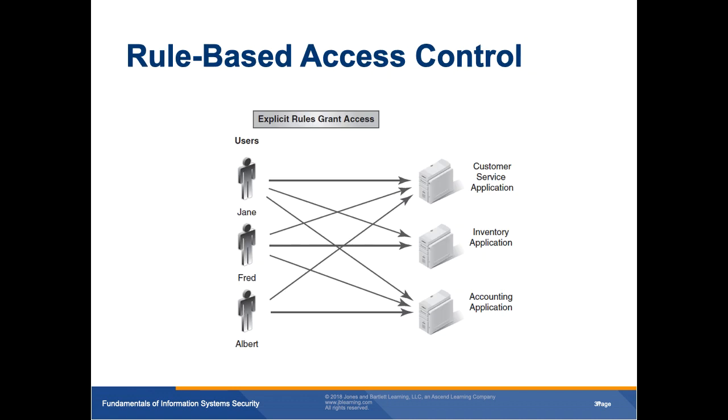Rule-based access, or explicit rules: access is allowed or denied to resource objects based off a set of rules defined by a system administrator. And here you see Jane, Fred, and Albert have access to the customer service application and the accounting application. But the rules say that only Jane and Fred have access to the inventory application, based on some rules that are defined.